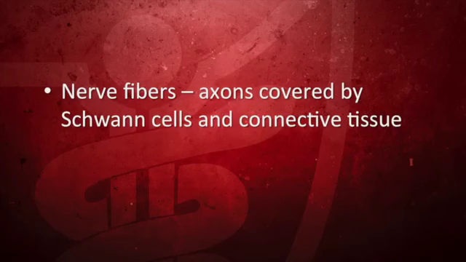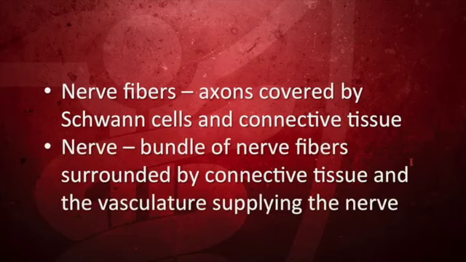Generally speaking, neurons communicate with one another through a connection between the axon of one neuron and the dendrite of another. This connection is called a synapse. Axons covered by Schwann cells and connective tissue that separates them from other axons are referred to as nerve fibers. A nerve is a bundle of nerve fibers surrounded by connective tissue and the vasculature supplying the nerve.